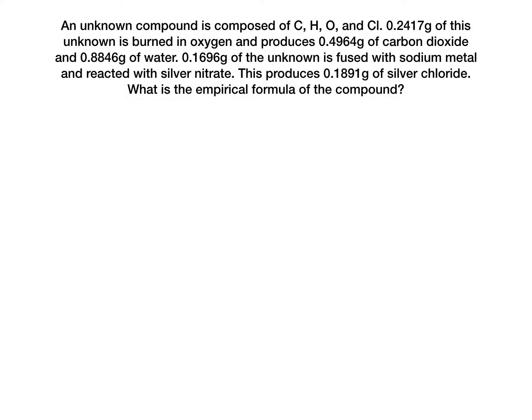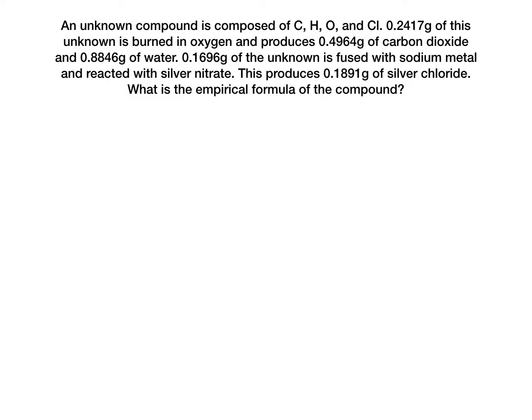An unknown compound is composed of carbon, hydrogen, oxygen, and chlorine. 0.217 grams of this unknown is burned in oxygen and produces 0.4964 grams of carbon dioxide and 0.8846 grams of water. A 0.1696 gram sample of the unknown is fused with sodium metal and reacted with silver nitrate. This produces 0.1891 grams of silver chloride. What is the empirical formula of the compound?